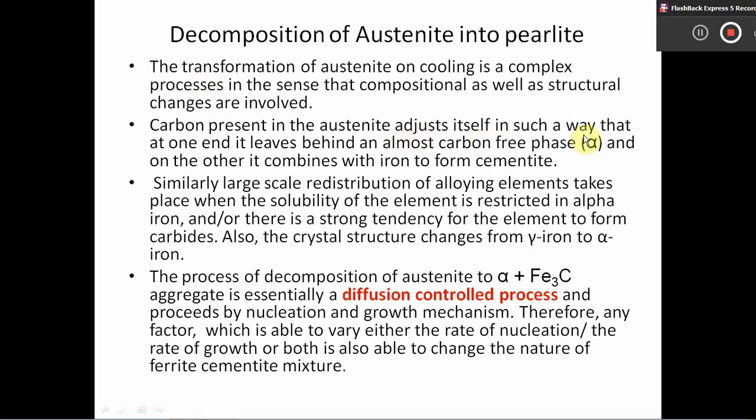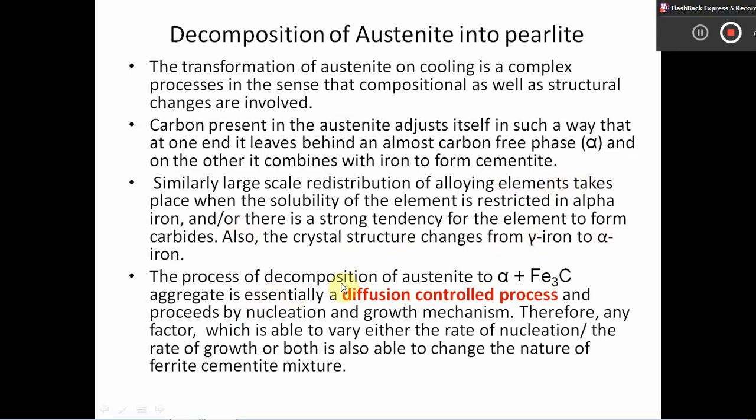It adjusts itself in such a way that at one end it leaves behind an almost carbon-free phase, that is ferrite, and on the other hand it combines with iron to form a cementite phase, that is iron carbide. Similarly, large scale redistribution of alloying elements takes place when the solubility of the element is restricted in alpha iron, and there is a strong tendency for the element to form carbides. Also, the crystal structure changes from gamma iron to alpha iron, that is, from austenite to ferritic structure.